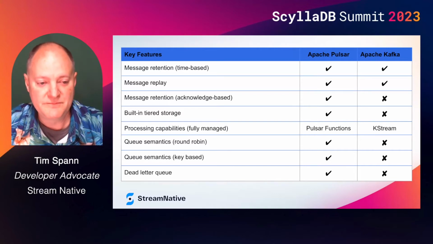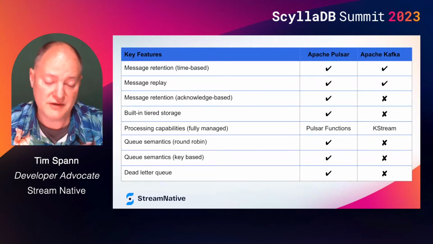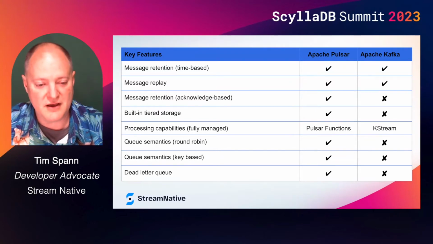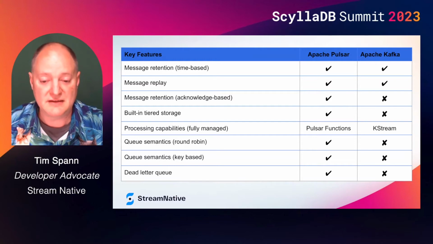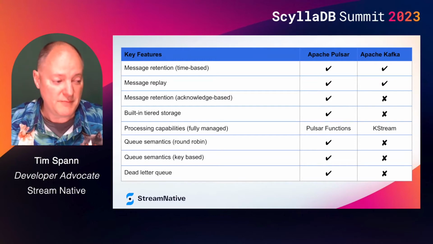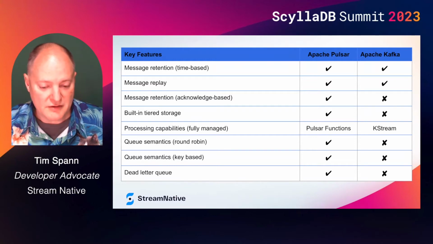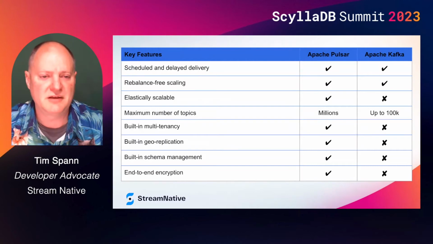Not too easy. Being able to have different types of queuing, so I could do round robin, I could use keys, I can handle dead letters, which is important if a message has nowhere to go. We're not going to lose it. I don't have to implement something on my own, built into the platform.